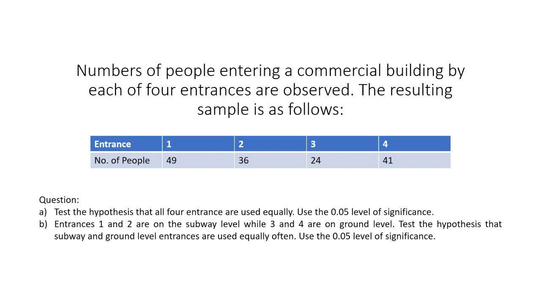The second question states that entrances 1 and 2 are on the subway level, while 3 and 4 are on ground level. Test the hypothesis that subway and ground level entrances are used equally often. Use the 0.05 level of significance. Without further ado, we'll start to solve this problem.